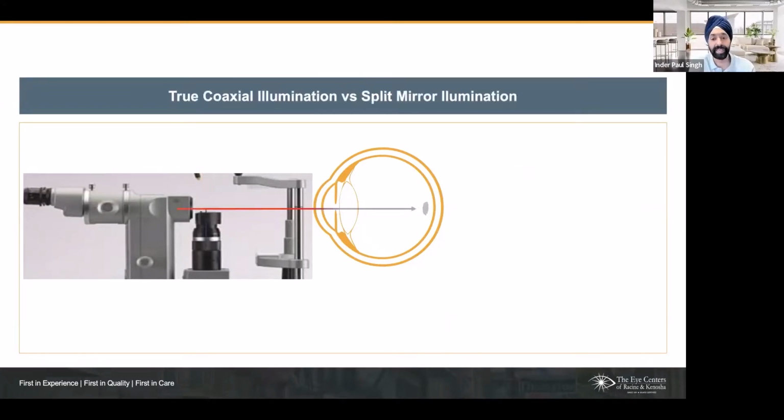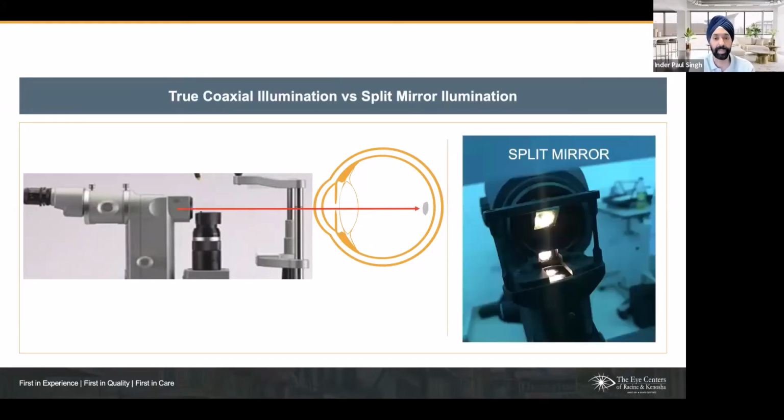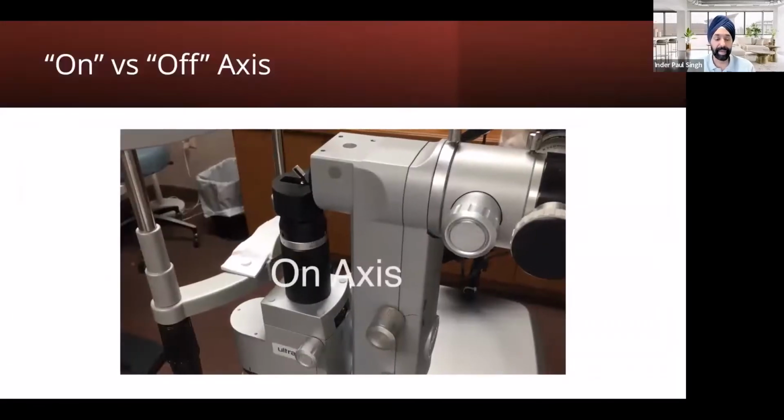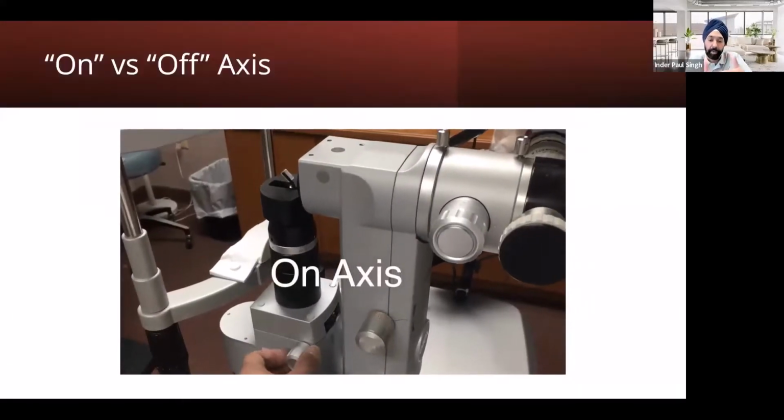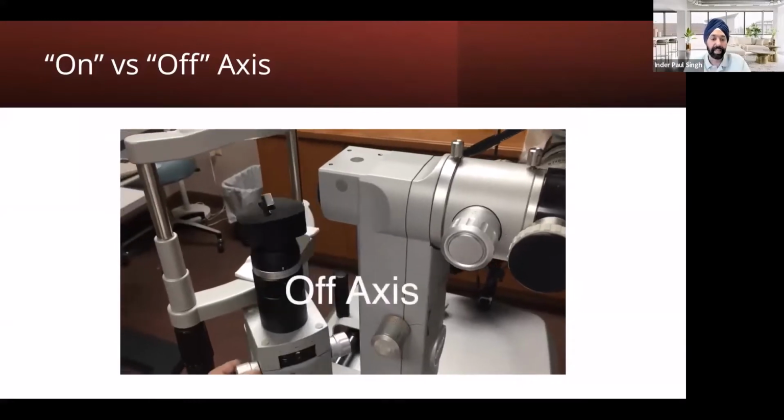The other technology to achieve coaxial type of illumination, which other lasers have, is something called a split mirror system, where there's two mirrors that converge the light to the retina to give ourselves that coaxial type of illumination. Again, the key is to see more than just beyond the posterior capsule. That is the key. And what I mean by off-axis or moving the slit lamp oblique is when you move the slit lamp oblique, that's what I mean by that.